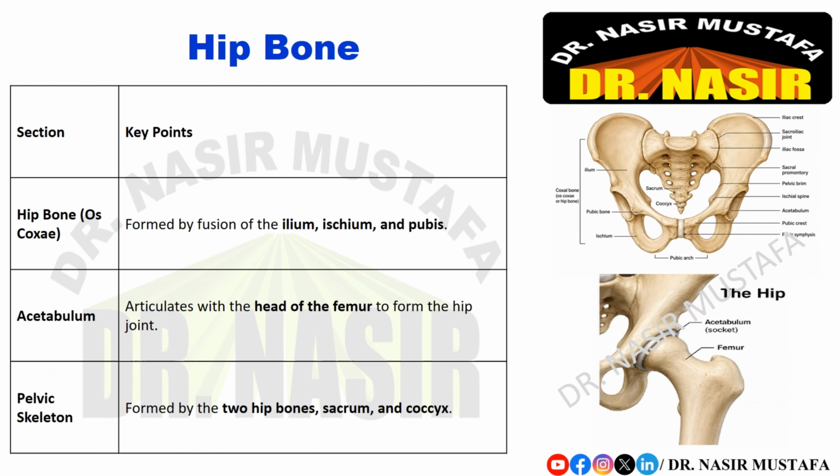Hip bone. The hip bone, or os coxae, is formed by the fusion of 3 bones: the ilium, the ischium, and the pubis. These bones meet at the acetabulum, which articulates with the head of the femur to form the hip joint. The 2 hip bones, together with the sacrum and coccyx, form the pelvic skeleton.